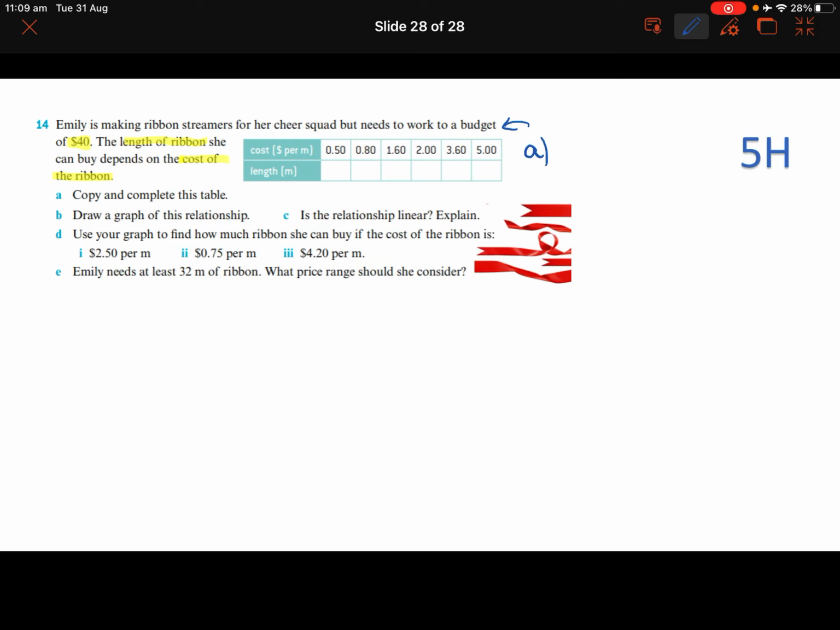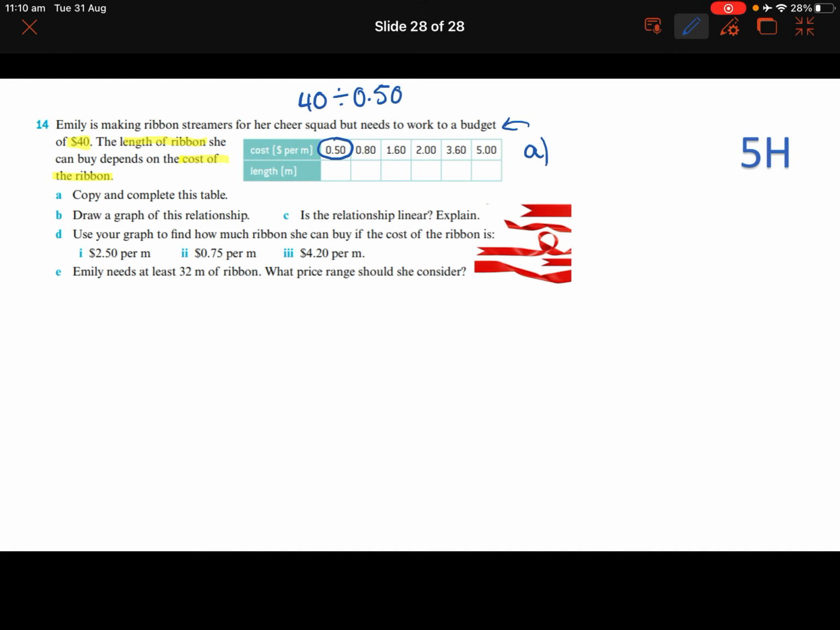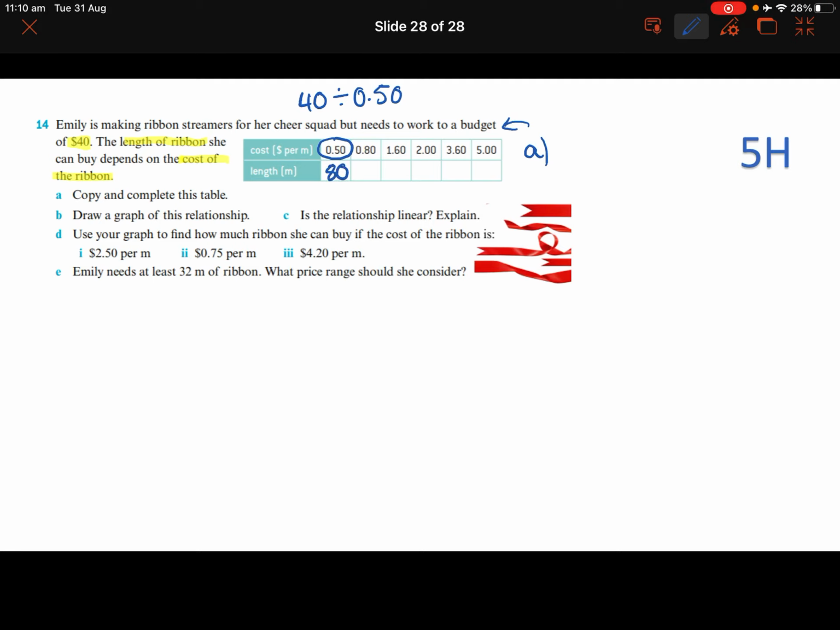So if she was to buy material that cost 50 cents per meter, that's what that first one is, then how many meters will she be able to buy? With this, I would go, well, she's got $40 and I'm going to divide that. How many 50 cents fit into the 40? You can do that on your calculator, or you might know it's 80. So she could buy 80 meters of material at 50 cents each, and that would fit her $40 budget.